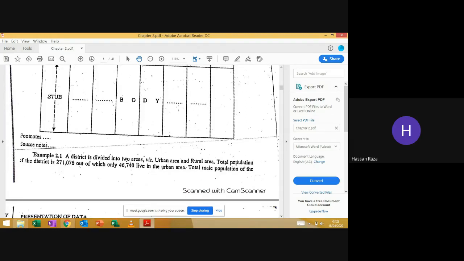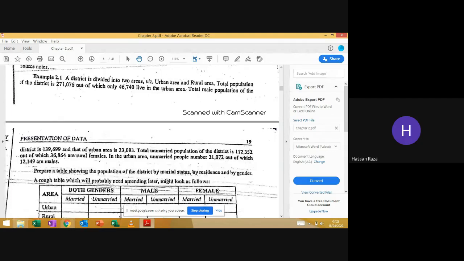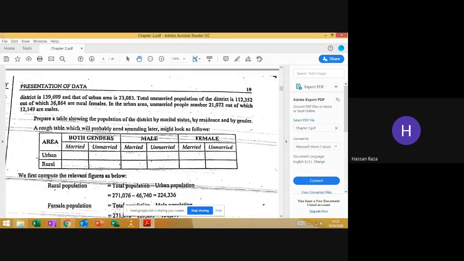As we discussed in our previous lecture, a district is divided into two areas, urban and rural. The total population of the district is 271,076, out of which 46,740 live in the urban area. So if we deduct our urban population from the total, we will have the rural population. The total male population of the district is 139,699, and that of urban is 23,083. Total unmarried and married people, male, female. This is the basic information, because half of the information is given. The remaining half you have to calculate on your own, like the solution.